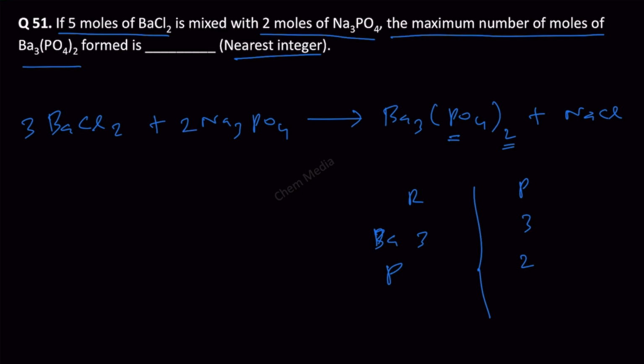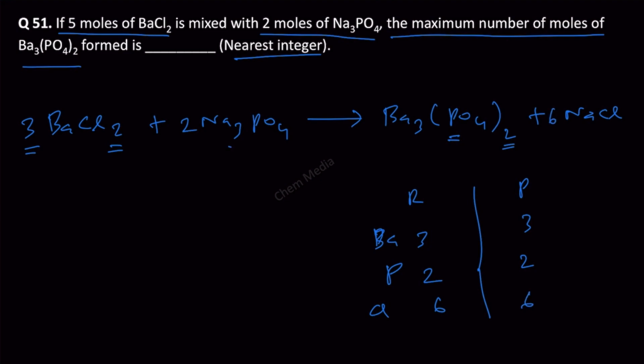And then on the product side we have 2 phosphorus atoms, so therefore I am putting 2 in front of sodium phosphate. Now that is also balanced. Let's check the remaining thing. We have 6 chlorine atoms on the reactant side now, so therefore let's multiply NaCl with 6. So now that is balanced.